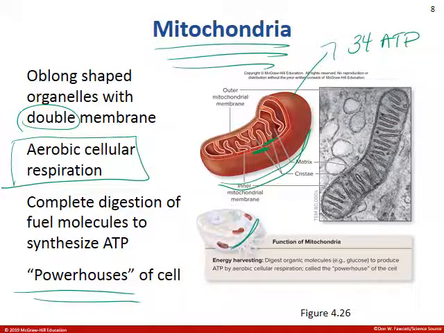And something to notice, if you see a cell that has many mitochondria, then that's probably a cell that needs lots of ATP. So here's just a normal cell.